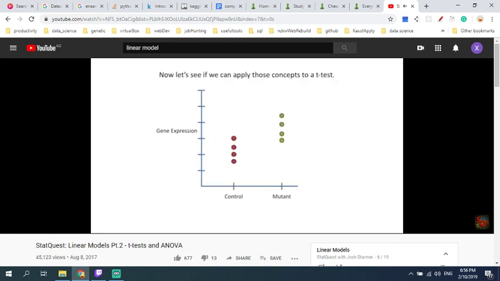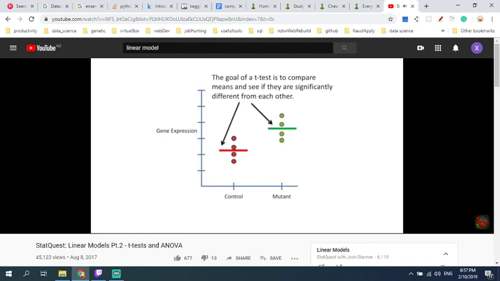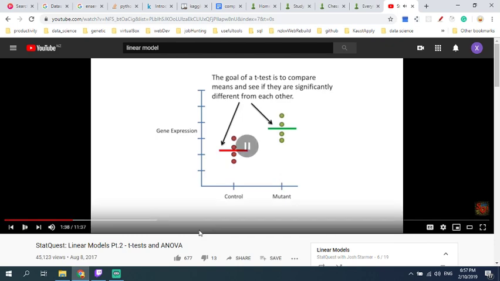Now let's see if we can apply those concepts to a t-test. In this specific example, we're going to be comparing gene expression between control mice and mutant mice. Mutant mice are just normal mice that have a specific gene that's been knocked out and is no longer functioning correctly. The goal of a t-test is to compare means and see if they are significantly different from each other.